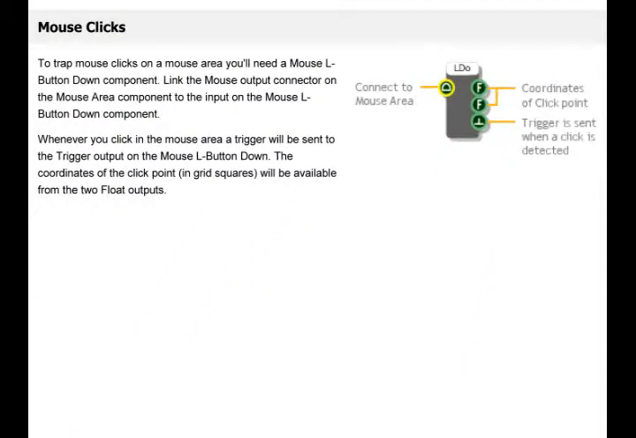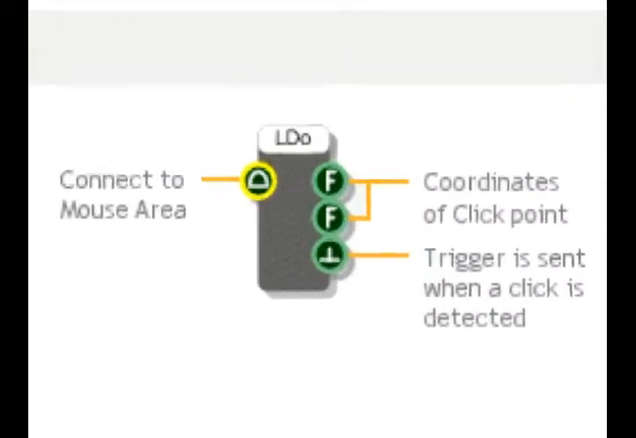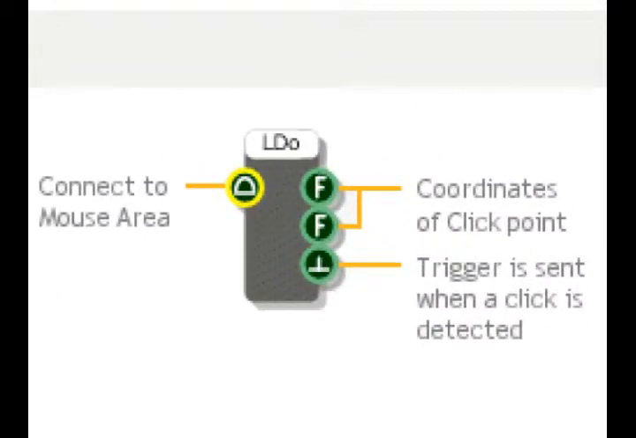Mouse clicks. To trap mouse clicks on a mouse area, you'll need a mouse L button down component. Link the mouse output connector on the mouse area component to the input on the mouse L button down component. Whenever you click in the mouse area, a trigger will be sent to the trigger output on the mouse L button down. The coordinates of the click point, in grid squares, will be available from the two float outputs.